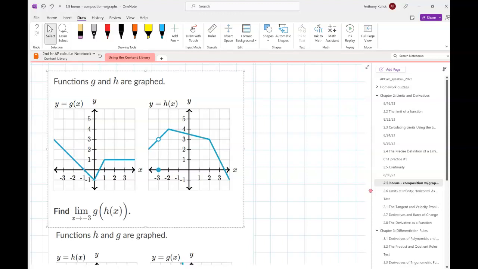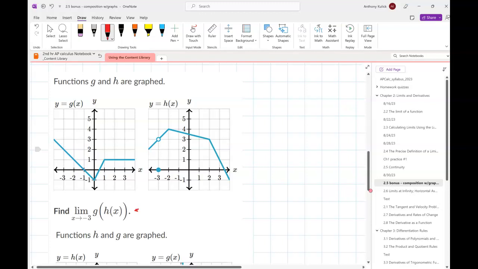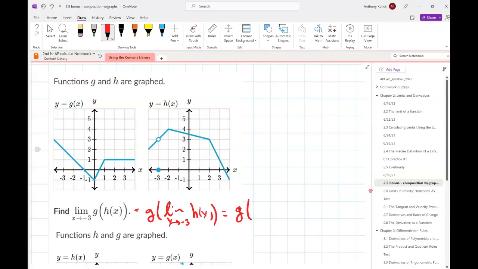Let's look at this one. Again, if I look at g, what do I notice? Continuous. If I look at h, what do you notice? Not continuous. Potential problem, right? But if I look at negative 3, what's happening? Does the limit of h of x exist at negative 3? Yes. So I think we're okay. And then g is 0. So that limit is 3. And g of 3 is 1.